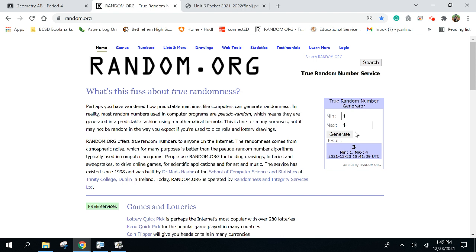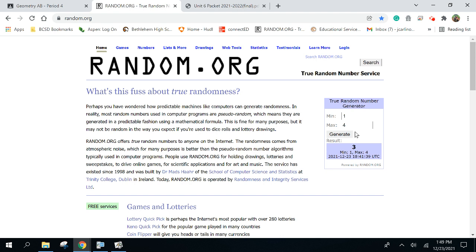Back to 18. Associative. The associative property. A-S-S-O-C-I-A-T-I-V-E. Associative. Woo! We are rolling. Correct.